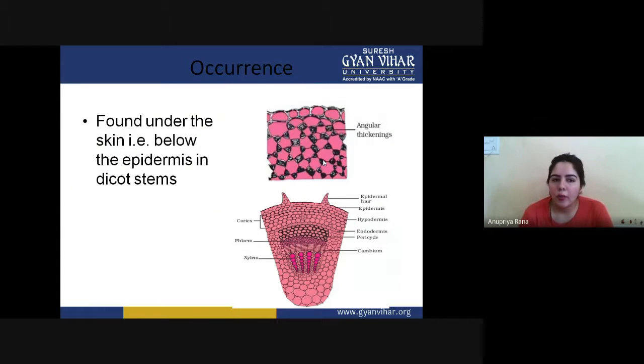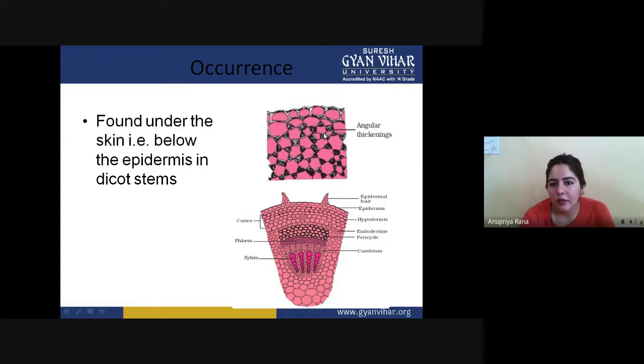If we talk about the occurrence, they are mostly found under the skin. So that's why they can protect us. They are present just below the epidermis. Epidermis is the outermost layer. You can see the diagram here.